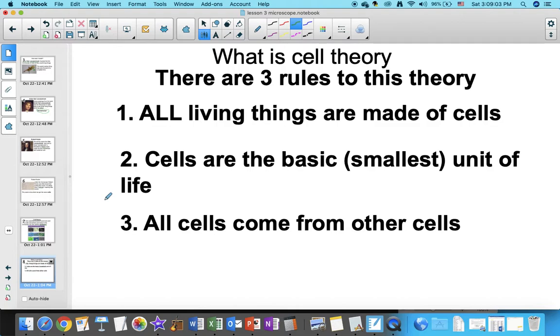So cell theory has three big rules. Everything that is living is made up of cells. Cells are the basic or smallest unit of life. And all cells come from other cells. So the first rule is saying all living things are made up of cells, right? If you're alive, you're at least made up of one cell. And we've talked about this. Two is that cells are the basic or smallest unit of life, in the sense that once you get smaller than a cell, it's no longer alive, right? So the smallest something can be, and still be considered alive, is a cell.